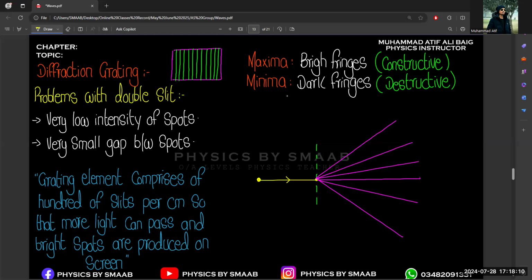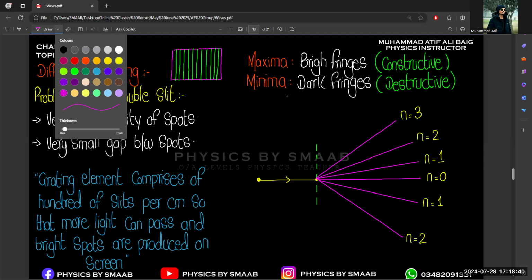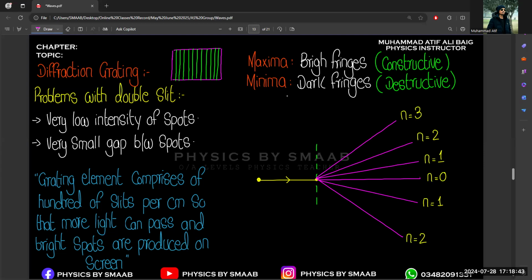This is the central one. n equals 0, central maxima. Then we will get n equals 1. This will be n equals 2. In the same way, on the other side, this will be n equals 1, n equals 2, n equals 3. So from the center, if you are moving towards one side, you will count 1, 2, 3. And if you are moving on the other side, again you can count 1, 2, 3. So you can split bright fringes towards right or left.